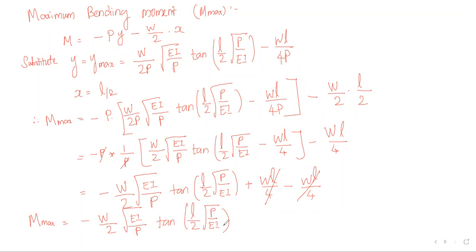So this is the equation for maximum bending moment. And here the negative sign is due to sign convention. Okay, so the magnitude of bending moment, we are going to take it in positive. So the negative sign is coming due to sign convention.